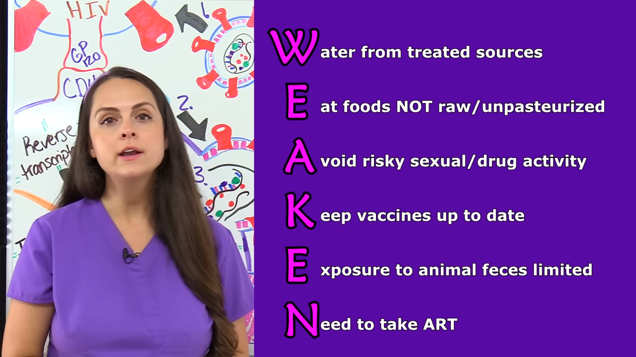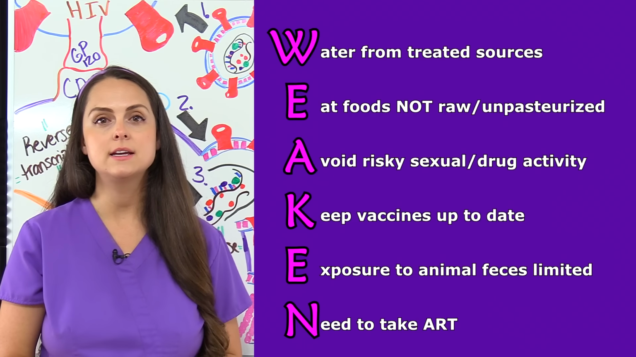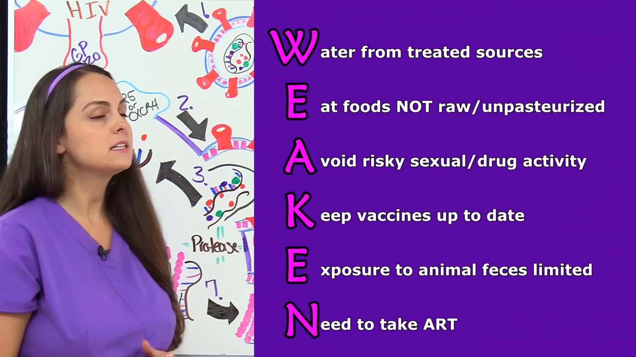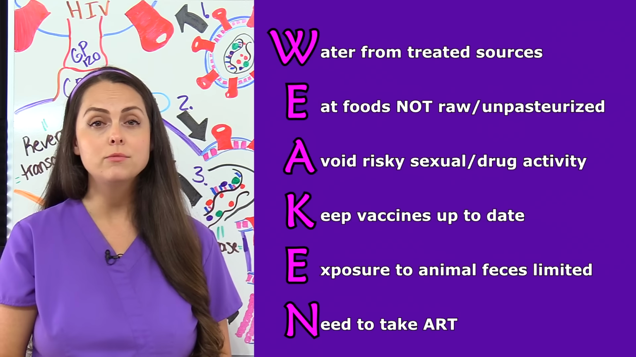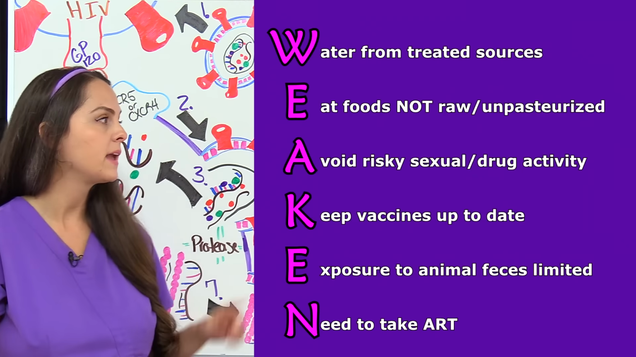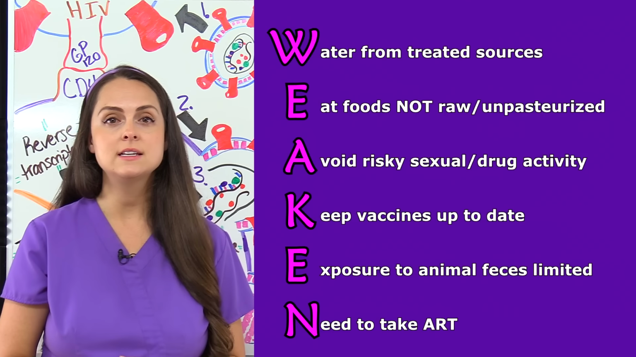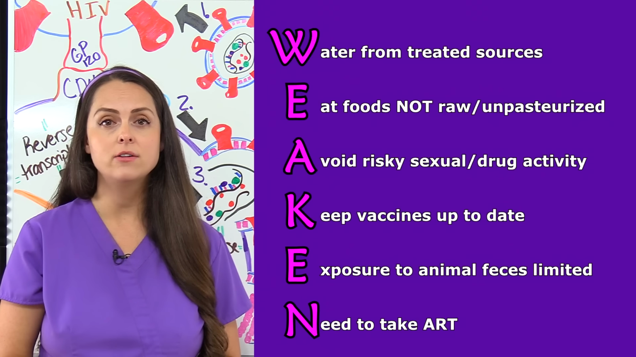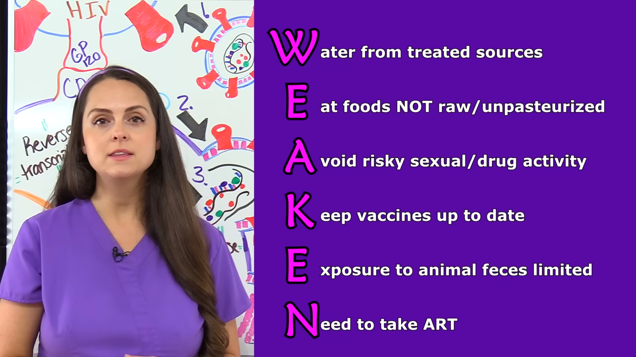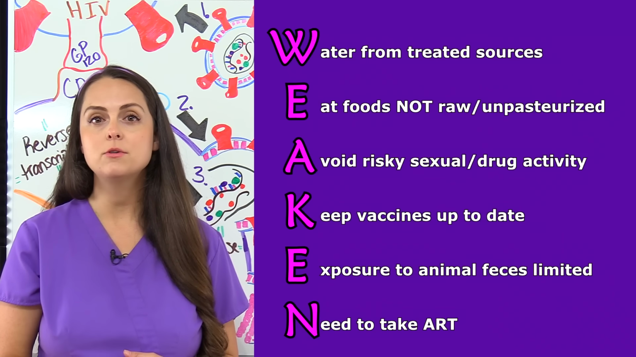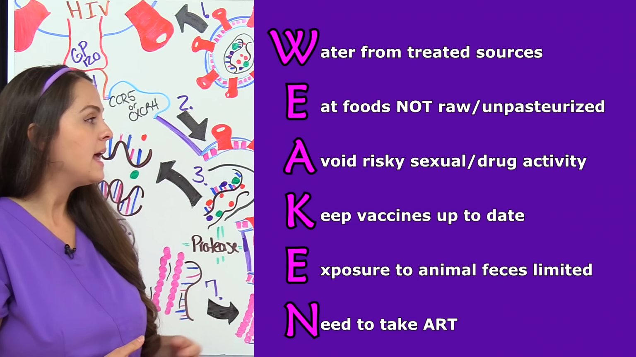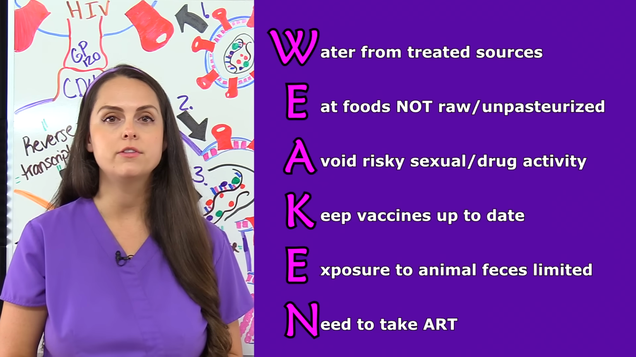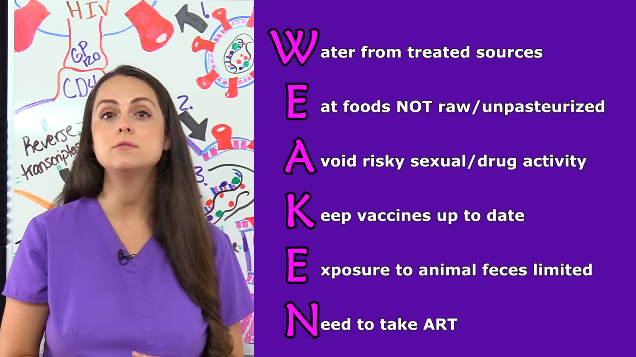A is for avoid risky activities such as sexual activities that could cause sexually transmitted infections or drug activities. K is for keep vaccinations up to date, like with the Pneumovax, which will help prevent pneumonia. E is for exposure to animal feces should be very limited, especially if they own birds or cats where they have to change out that feces. So they want to limit this or get someone else to do that for them because that puts them at risk for toxoplasmosis. And then N is for they need to take their ARTs, their antiretroviral therapy, because this is going to help keep their immune system strong.